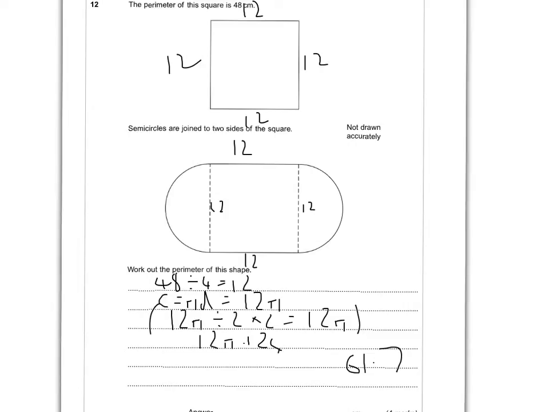The key thing with these questions is you should really be working with exact values until the very end. Better to work with pi until the very end and then calculate your answer and round than start rounding it in between stages.